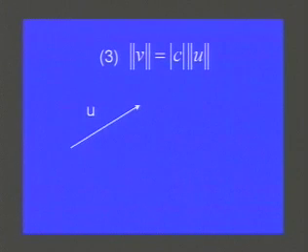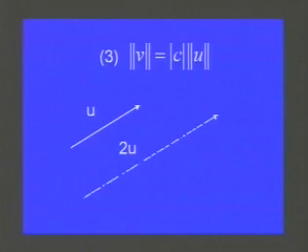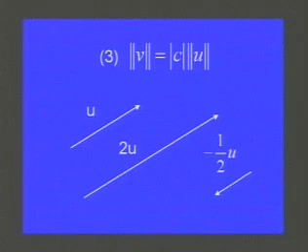For example, if I have a u, 2u is going to point in the same direction and be twice as long. What's negative 1/2 of u going to look like? Negative 1/2 of u is going to point in the opposite direction and be half as long. It's not negative 1/2 as long. The negative just denotes the direction. The 1/2, though, the absolute value of negative 1/2, gives me the difference in the length.